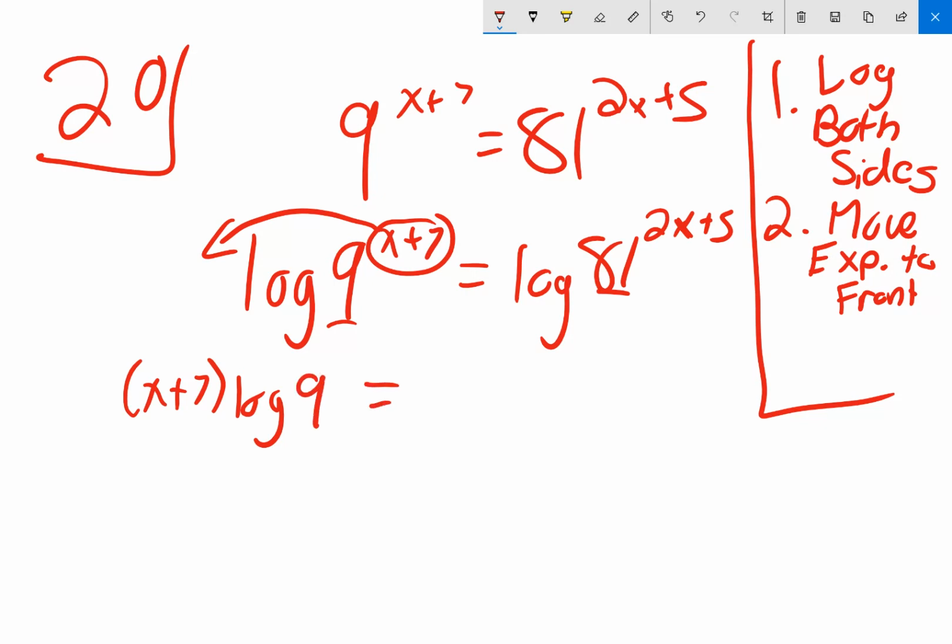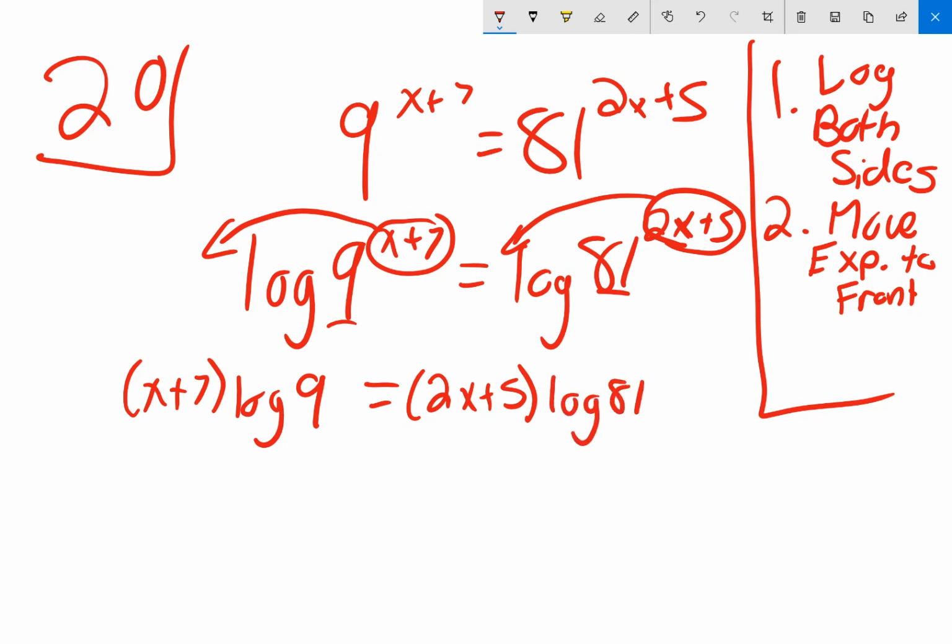Log 9 equal to, and then we're going to move this exponent, 2x plus 5, to the front of this log. So we're going to have the 2x plus 5 up front, and it's going to be times log 81. Now keep in mind that this is multiplication. It's 2x plus 5 times the log 81, and x plus 7 times the log 9. And that brings us to step 3.